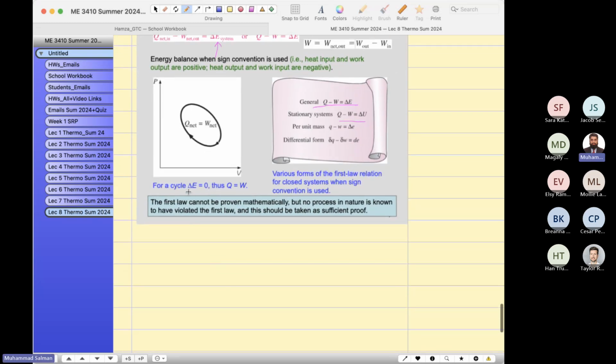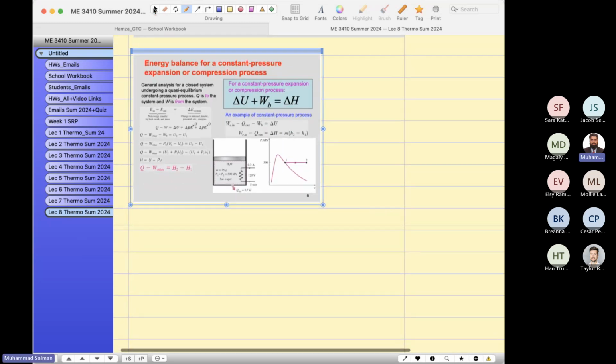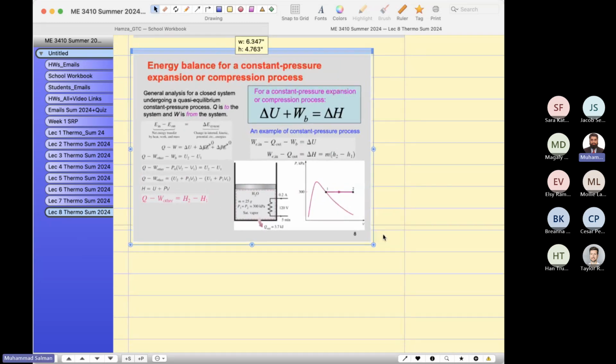For a cycle, delta E equals 0, that's Q equals W. The first law cannot be proven mathematically, but no process in nature is known to violate it. So yes, the first law is valid.